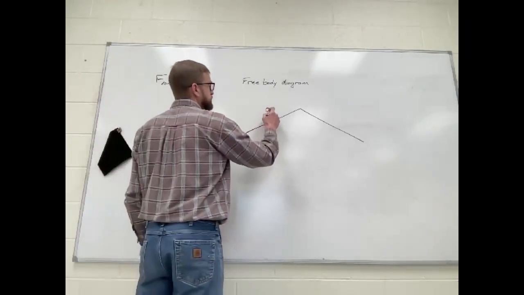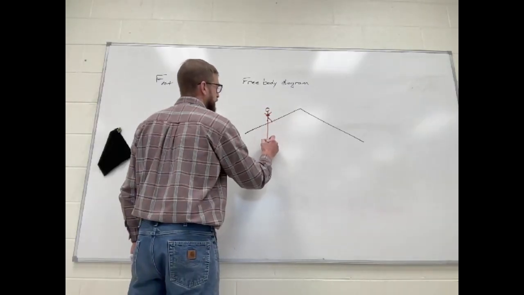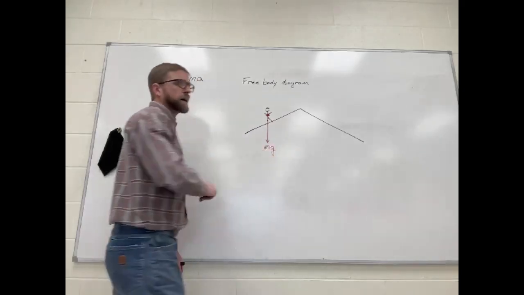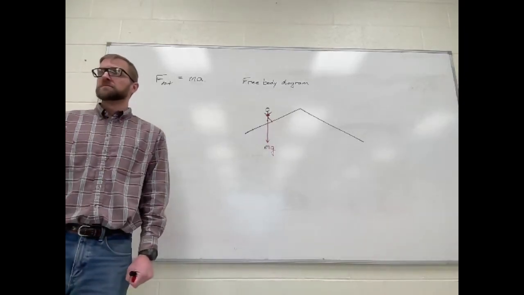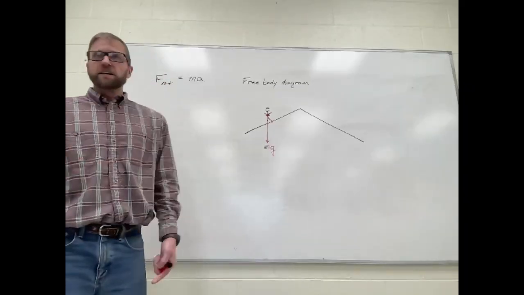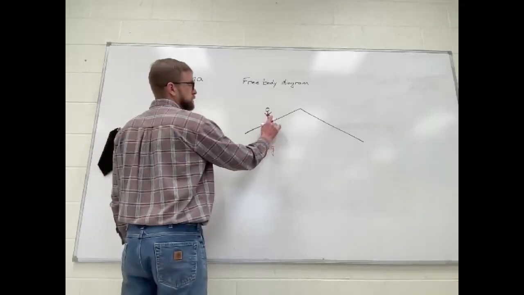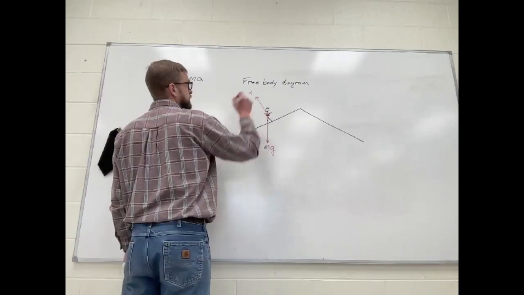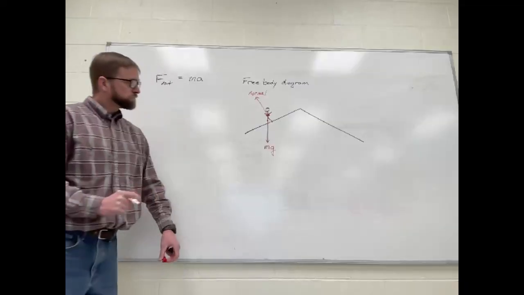So we have gravity acting straight down. Gravity should always be straight down, and the force of gravity is mass times acceleration due to gravity. It's mg, so I'll just abbreviate that as mg. Then I think everybody identified a normal force, and the normal force is perpendicular to this surface, like this. So there's the normal force.